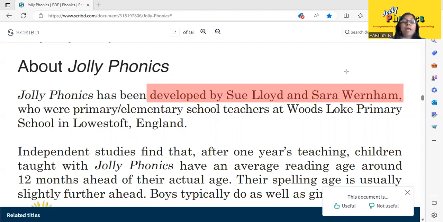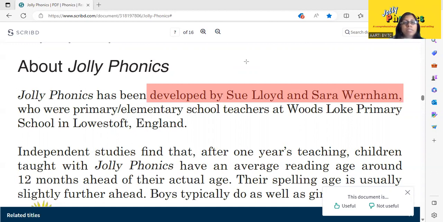And they were primary and elementary school teachers, right? They have developed it at Woodslow Primary School in Lowestoft, England. So it is just the work of two primary and elementary school teachers all together. It is a combined work and it is from England. So if I say Jolly Phonics is related to the UK, that is perfectly right.